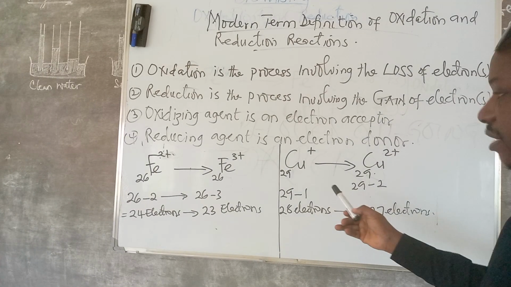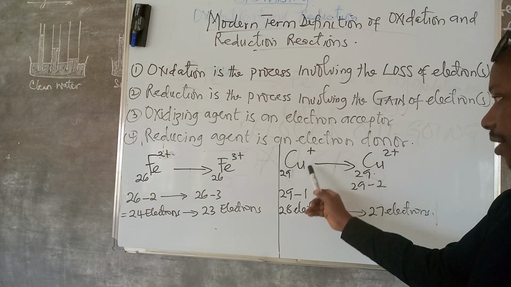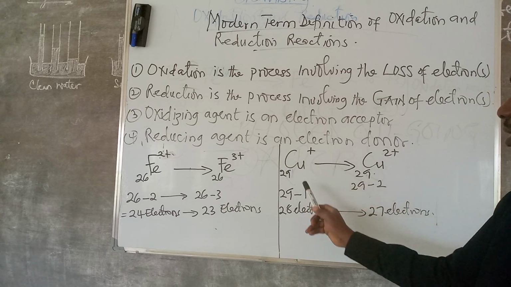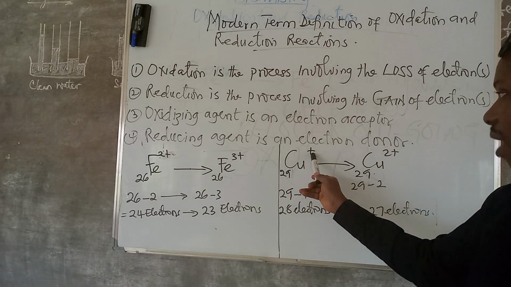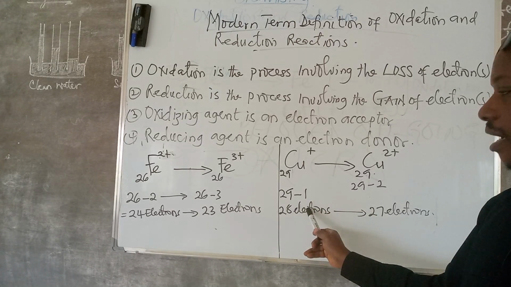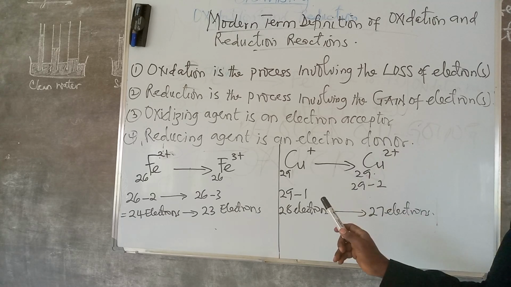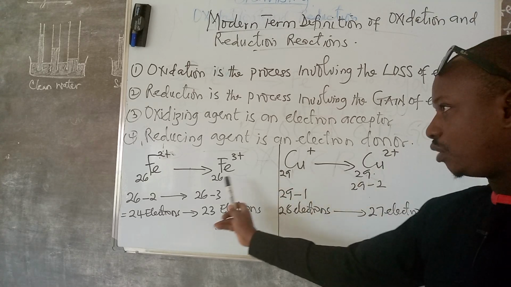The same way with copper, the atomic number of copper is 29. So here, copper has lost 1 electron. 29 minus 1 gives you 28 electrons. Going to copper 2, it has lost 2 electrons. Just mind you that this is another part of the equation.